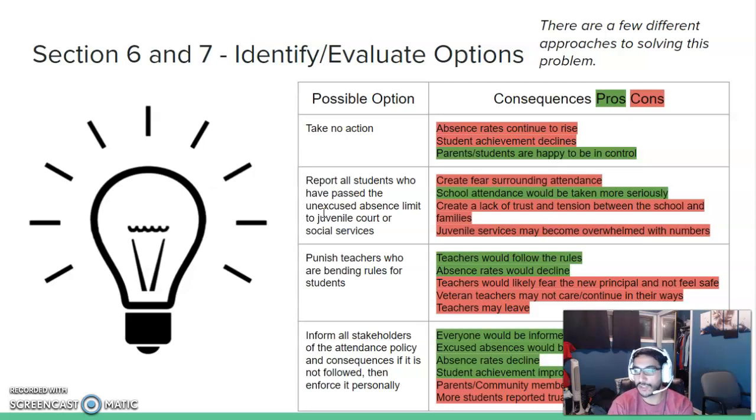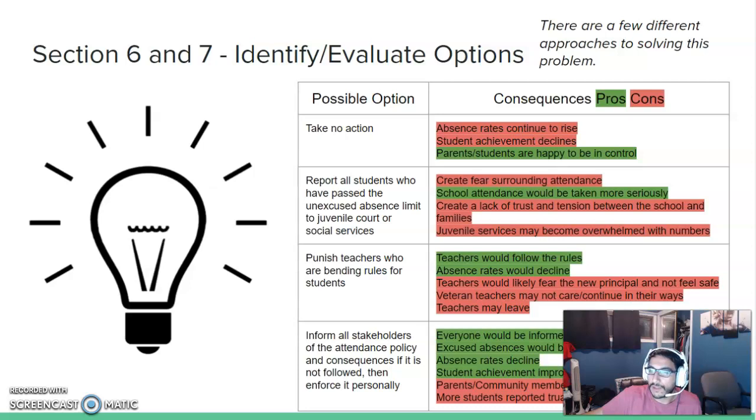And then the last possible option is to inform all stakeholders of the attendance policy and the consequences if it is not followed, then enforce it personally. Some pros would be everyone would be informed and held accountable, excused absences would be handled by the principals only, and absence rates would decline and student achievement would improve. Some cons would be parents and communities may be upset about that, and more students would report truancy. So those are just some possible options and the pros and cons to it. I've put the cons in red and the pros in green.